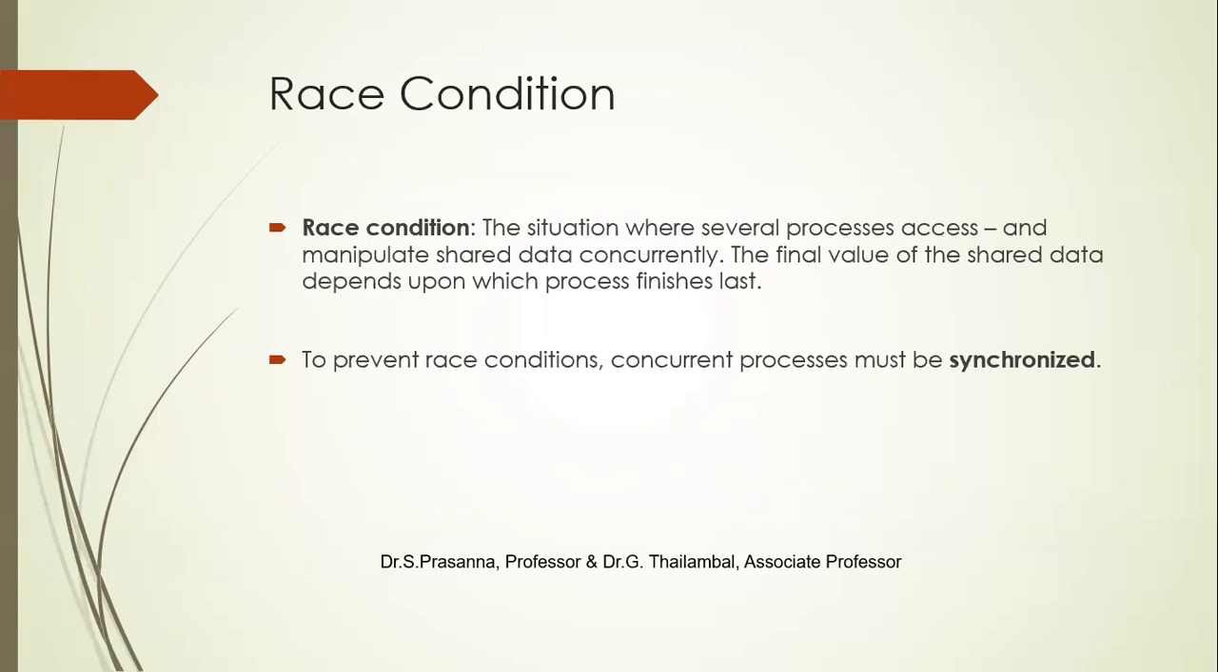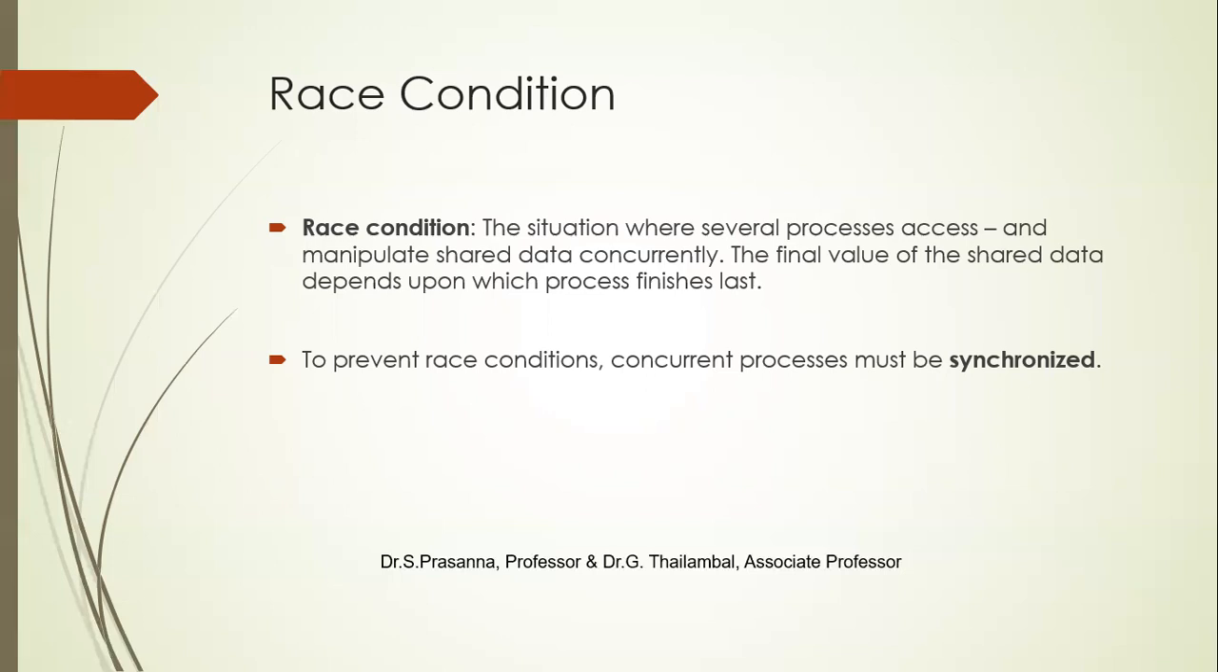So for that, concurrent processes must be synchronized. What is a concurrent process? Parallelly running processes are called concurrent processes. When many processes are executed at the same time, they are called concurrent processes, which should be synchronized. Synchronized means not all the processes will access the shared data at the same time. If that happens, the race condition will occur.